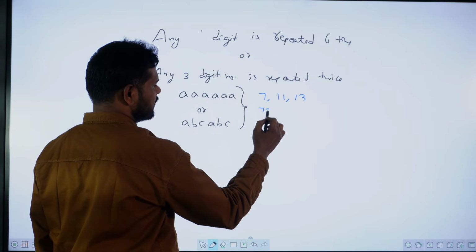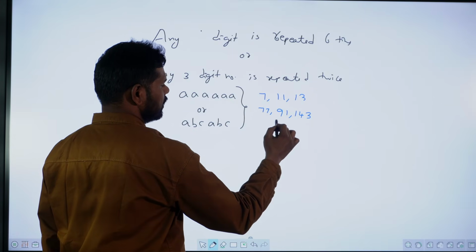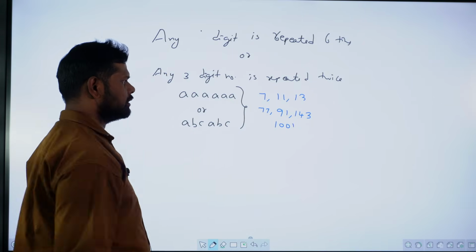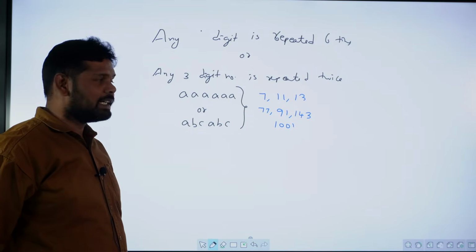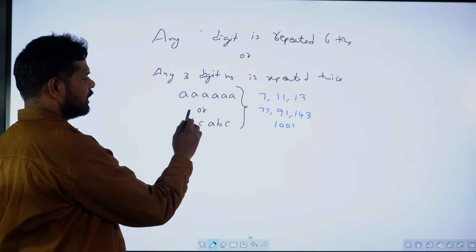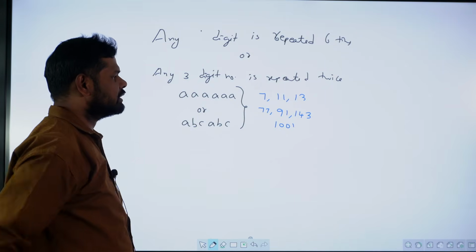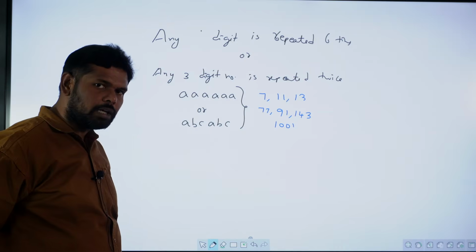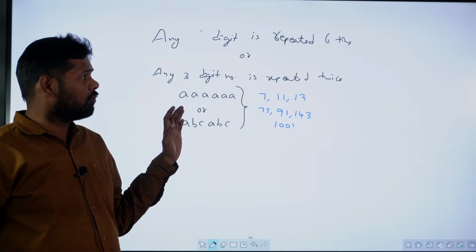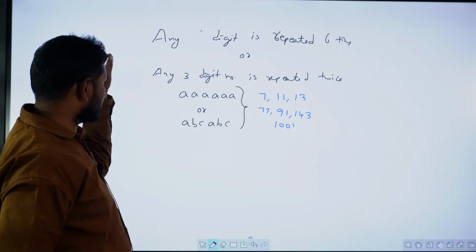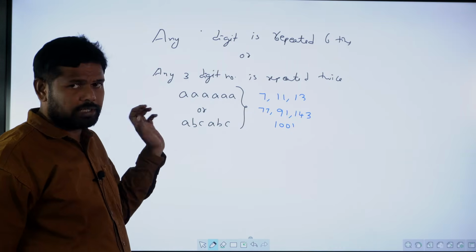7 into 11, 77; 7 into 13, 91; 11 into 13, 143; 7 into 11 into 13, 1001. So any digit repeated 6 times, or any 3-digit number like ABC, ABC, these types of numbers are completely divisible by 7, 11, 13, 77, 91, 143 and 1001. Very, very, very important. Almost 4 to 5 questions came from exactly this rule in CSAT, in the PYQs. Only this rule based questions.